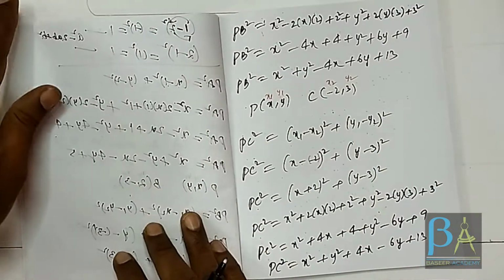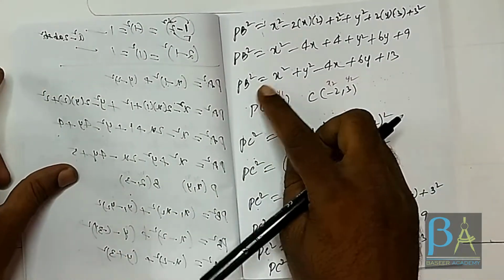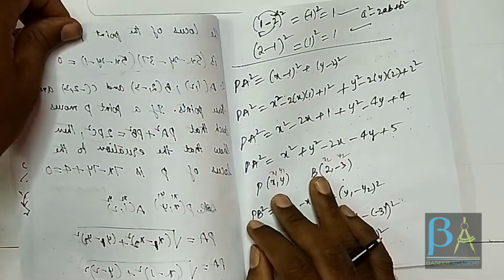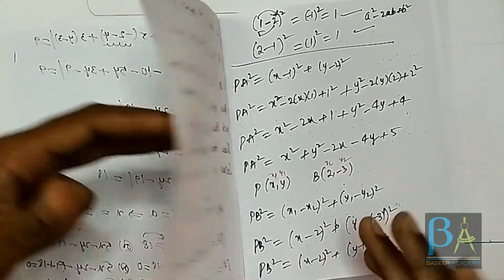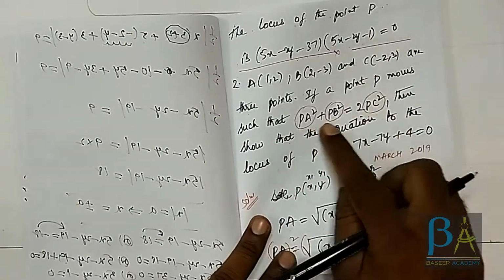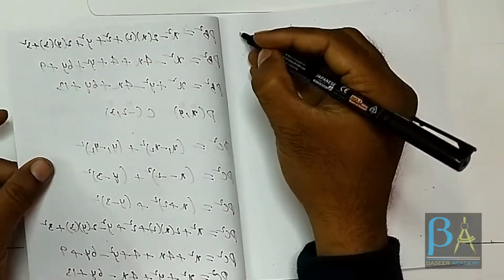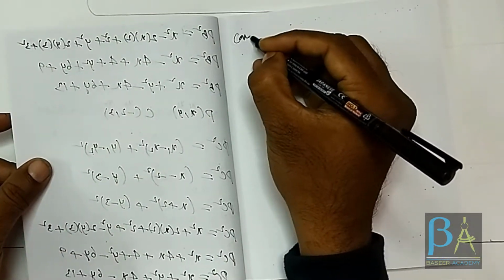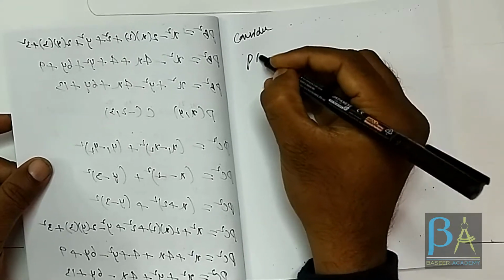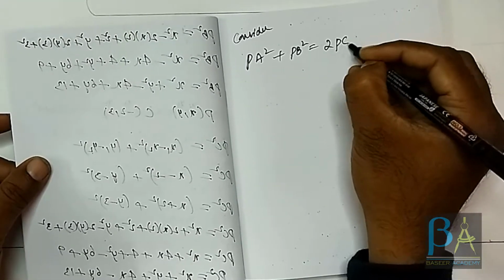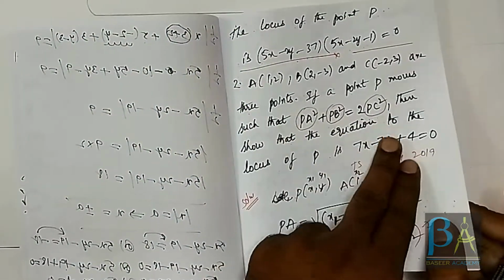Now we found out what is PA square, we found out what is PB square, we found out what is PC square. Now let us substitute PA square, PB square and PC square values in the condition that was given to us. What was the condition given to us? It was given PA square plus PB square is equal to 2PC square. That was the condition given to us.